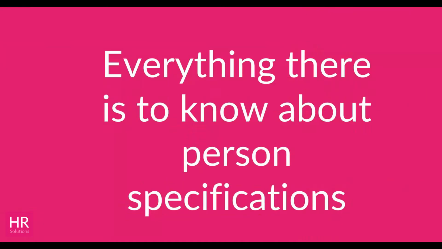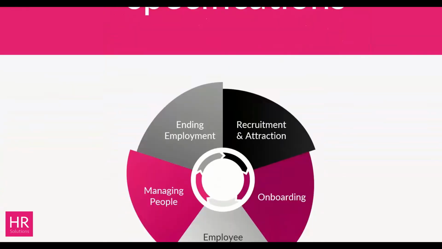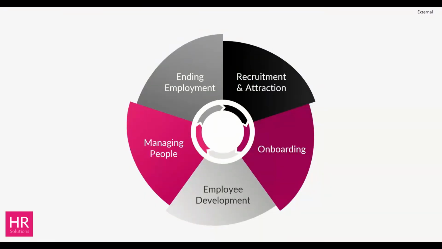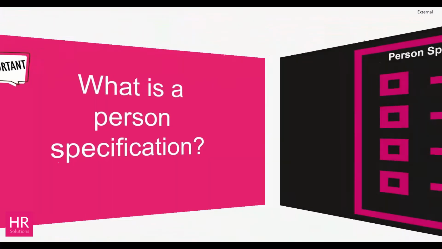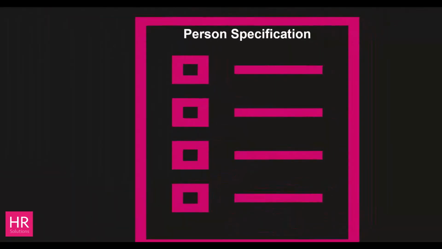Hello and welcome to our SME series on recruitment and attraction, where we're going to be finding out everything there is to know about person specifications. This episode is just one of many which forms part of our wider series looking at the employee lifecycle within an SME business. So let's begin by understanding what we mean by a person specification. Well, it's a document that describes what is required of the job holder in order to perform the role. So it will include characteristics, skills, abilities, as well as experiences.